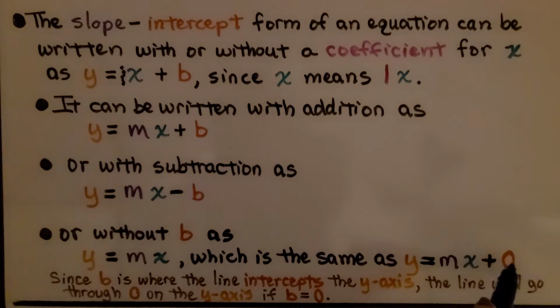Since b is where the line intercepts the y-axis, where it crosses it, the line will go through 0 on the y-axis if b is equal to 0. And also, if b is equal to 0, we don't need to write it. We don't need to add a 0 to this. If m is equal to 2 and x is equal to 5, we'd have 2 times 5, and we'd have 2 times 5 here plus 0. Either way, it's still going to be equal to 10. It's still 2 times 5.